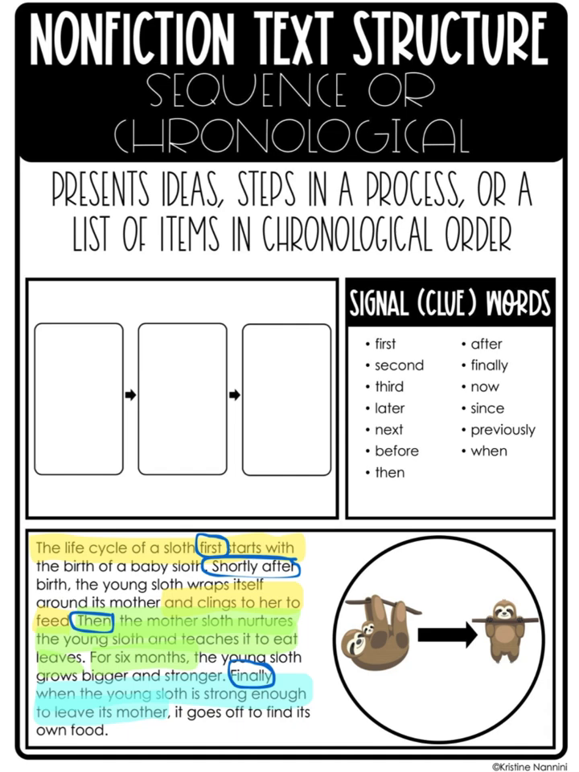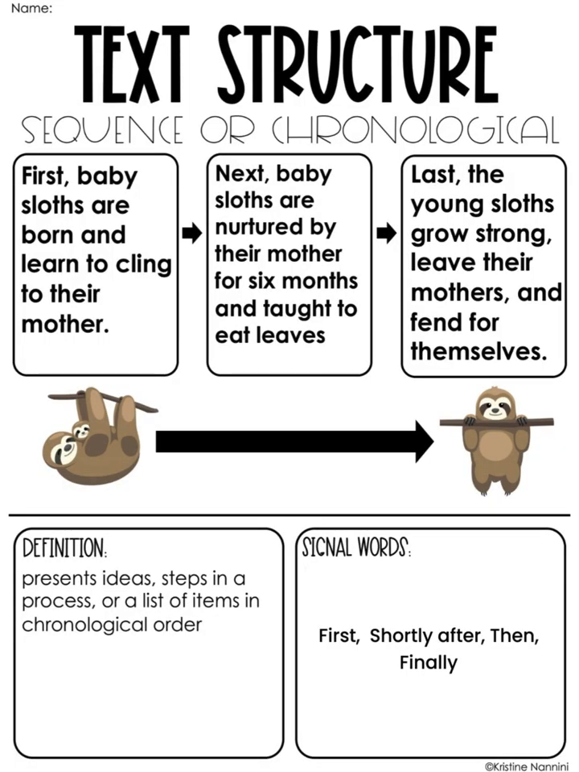Finally, go back into the passage and circle the signal words that indicated this was a chronological text structure. I found first, shortly after, then, and finally. Take a moment to write these in the box at the bottom right.